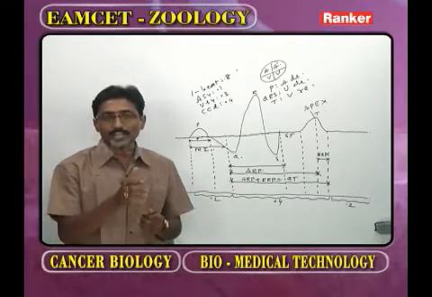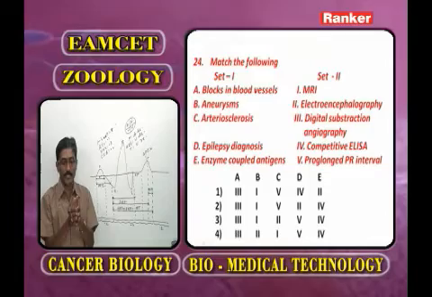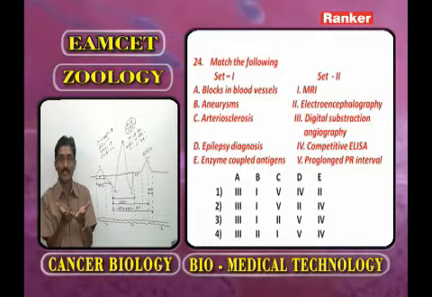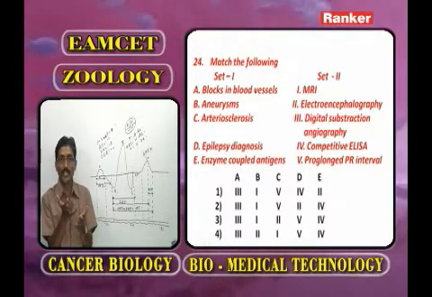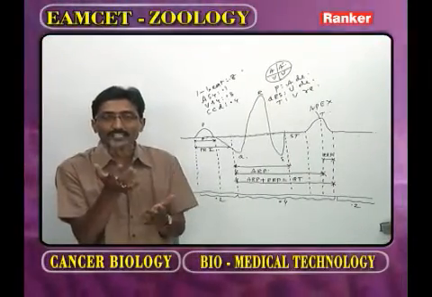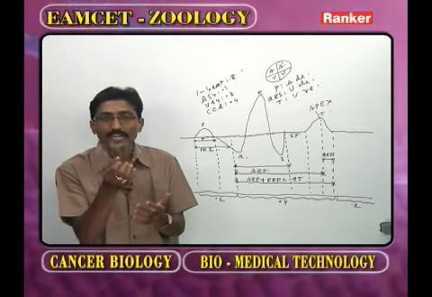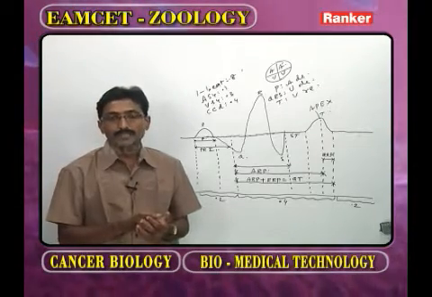Aneurysms, we already discussed. Aneurysm is swelling of the blood vessels. How can it be noticed, how can it be detected, with the help of what type of scan? The MRI.